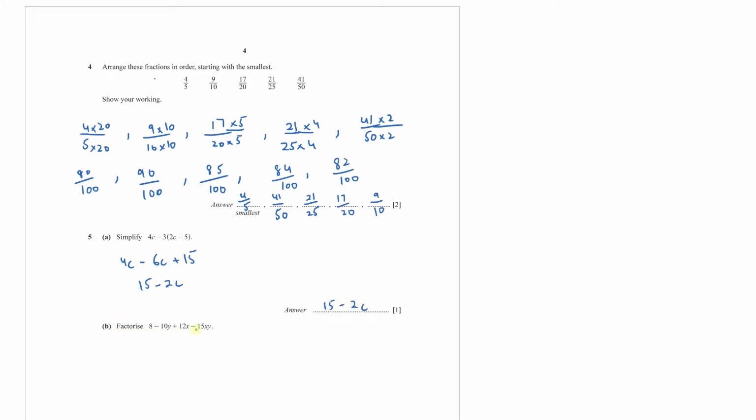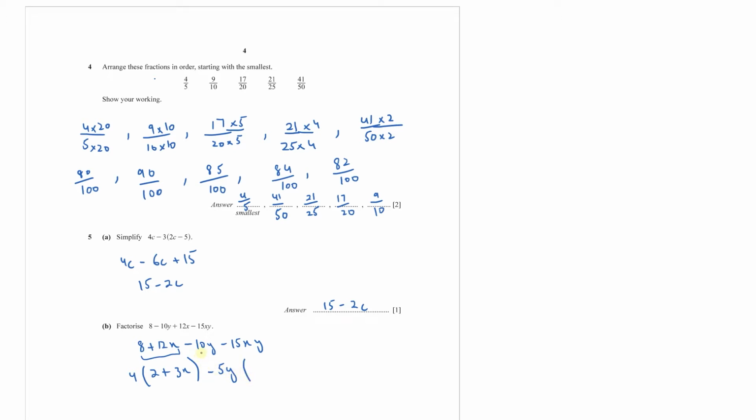Part B is you have to factorize this. So I can see that 10 and 15 are both multiples of 5, and 8 and 12 are both multiples of 4. So I can rearrange them to write them side by side. So this becomes 8 plus 12x minus 10y minus 15xy. So out of these two, I can take 4 common. So this becomes 4 times 2 plus 3x. And from here, I can take minus 5y common.